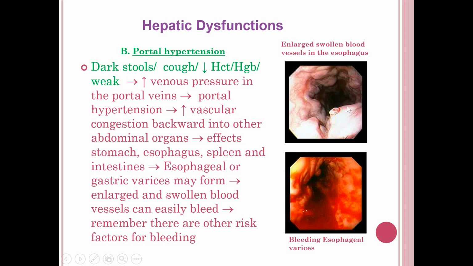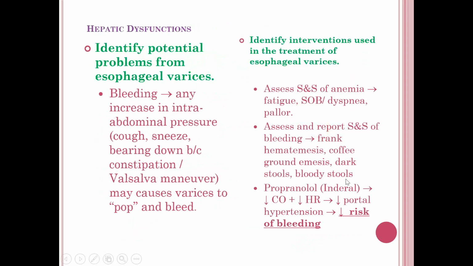So what I've got here on the right-hand side of the screen, you see a picture of these swollen esophageal varices. These are all the venous blood vessels that are in the esophagus, and should one of them pop, you're going to have a fairly dramatic blood problem. So here are bleeding problems. Here we've got esophageal varices, that's the problem, and any increase in abdominal pressure.